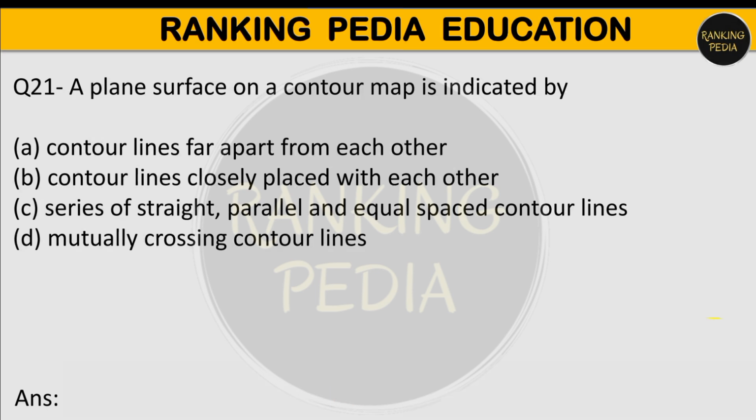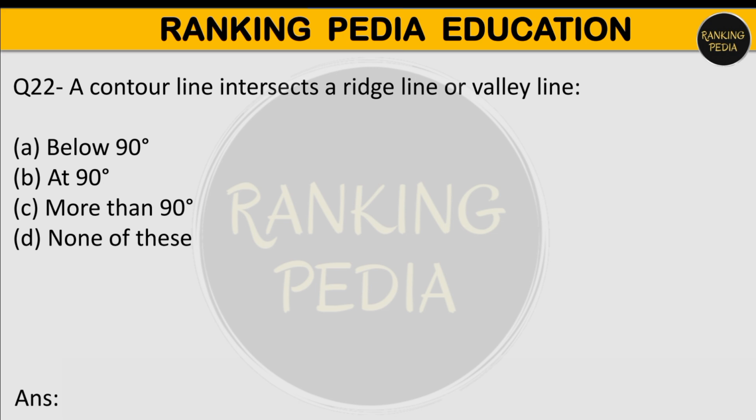Okay. Next question is, a contour line intersects a ridge line or a valley line. Your options are below 90 degree, at 90 degree, more than 90 degree, or none of these. A contour line intersects a ridge line or a valley line at 90 degree. That is option number B is correct.